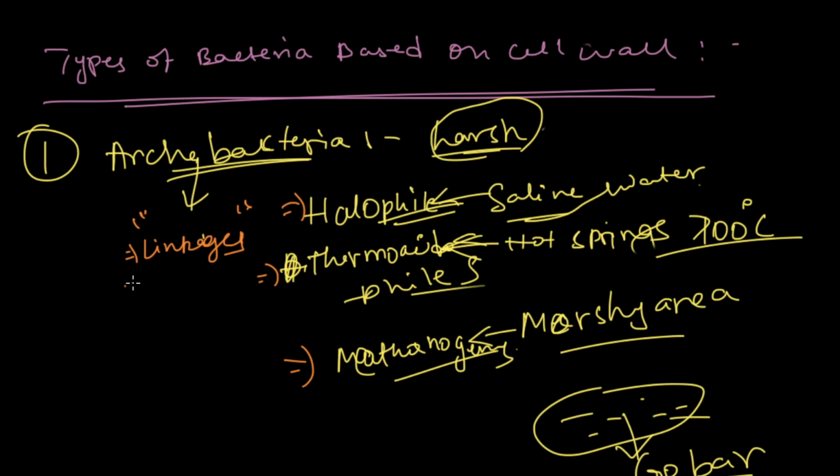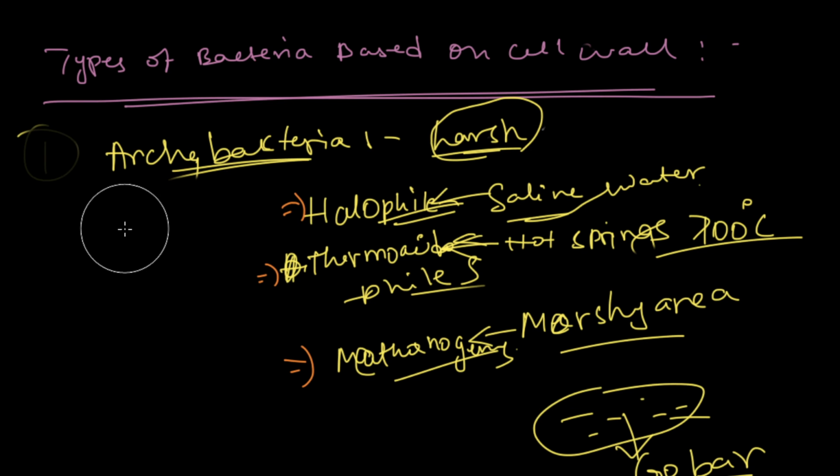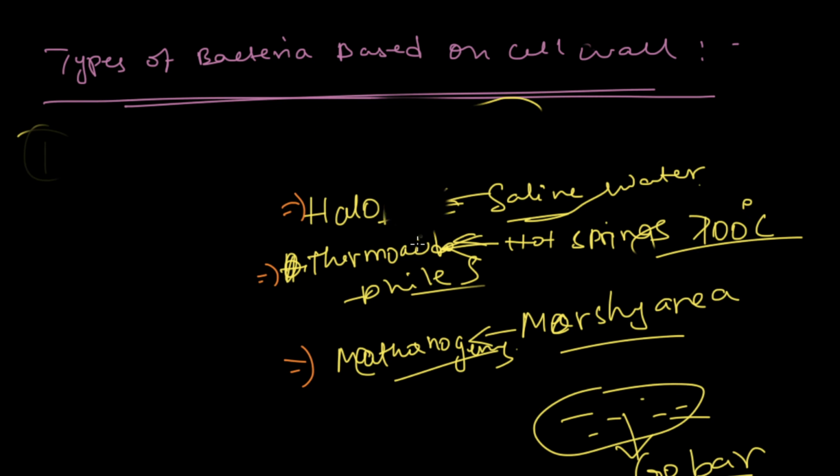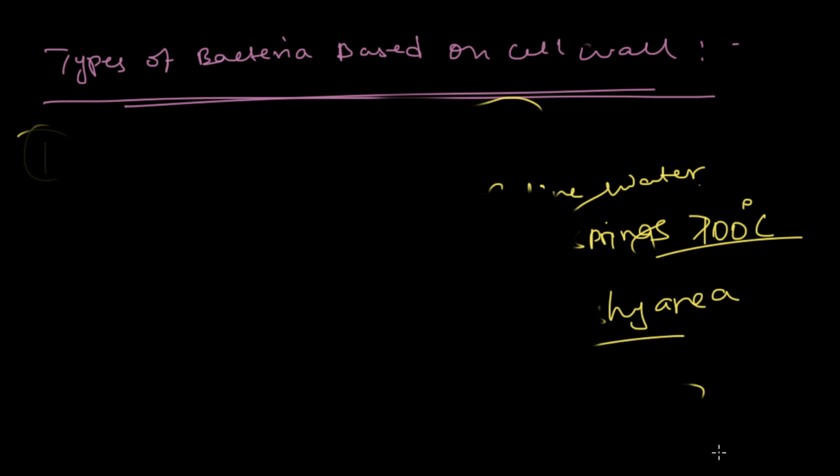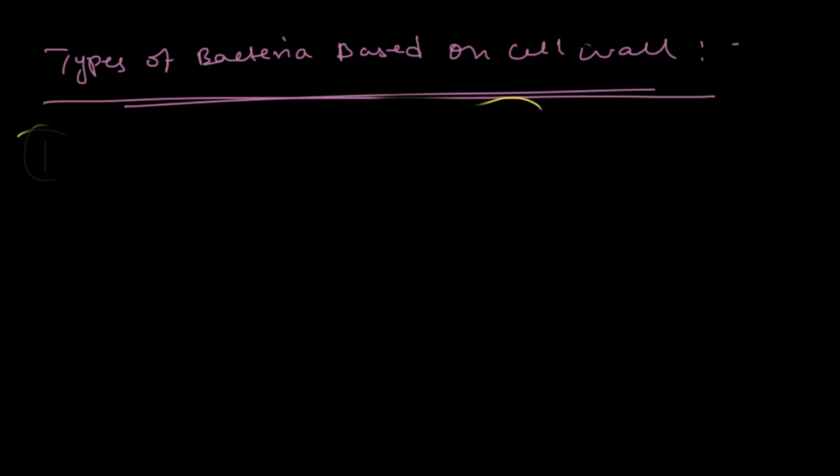So what is the reason? Cell wall. No, forget about the linkages. For the exam, the reason given in your NCERT is nothing but cell wall. Remember that. So these are your first type of bacteria based on the cell wall. Now let us move on to the second type of bacteria, your favorite one, eubacteria, the true bacteria.